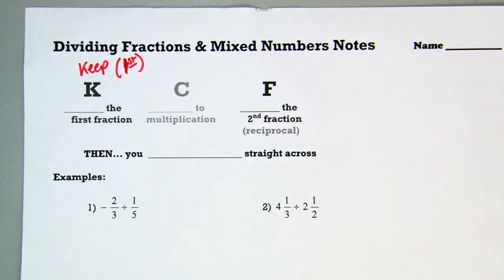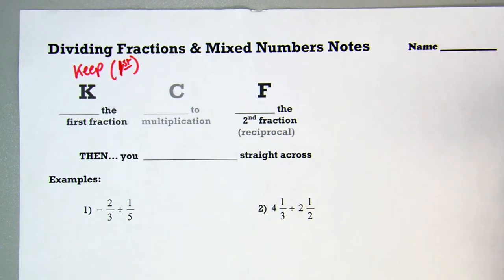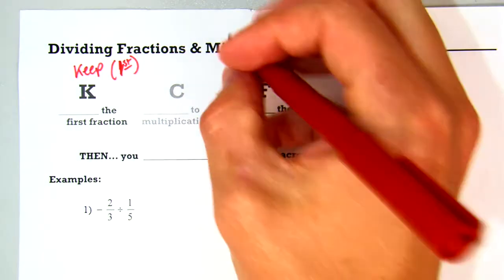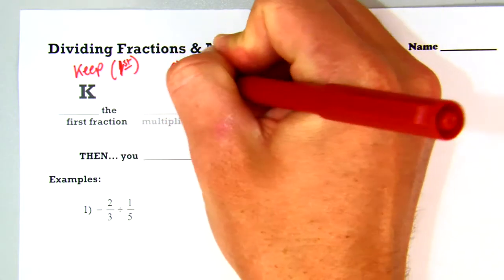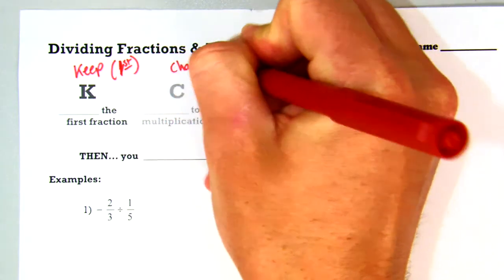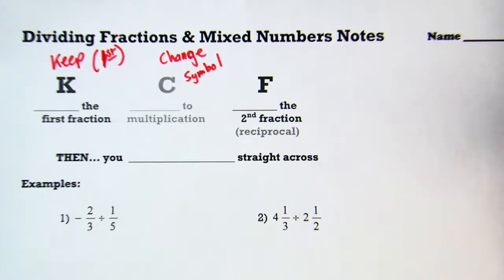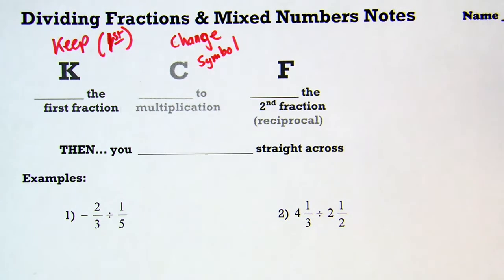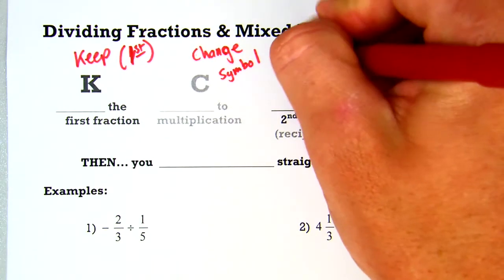Alright, so that's the first fraction. You're going to keep the first fraction exactly how it is. Okay. Then we're going to change our symbol to multiplication. Okay, so it's no longer going to be a division sentence, it's going to be a multiplication sentence. And then lastly, to our fraction, we're going to flip.